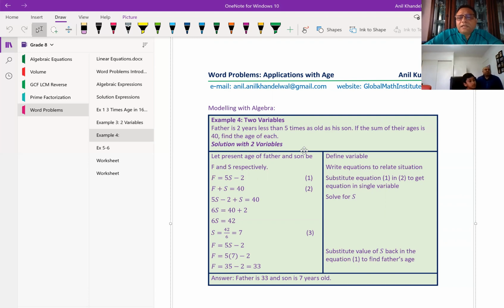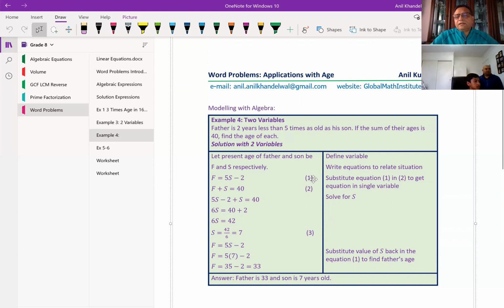Normally father and son, mother and son, and daughter, these are very, very common examples in age, and will follow the same steps. So we say the father is 2 years less than 5 times. That means 5s minus 2, where s is the son's age and f is the father's age, correct? So you have a relation. And the second statement was the sum of their ages is 40. So again, you get s plus f as 40. And now you have to solve the two equations.